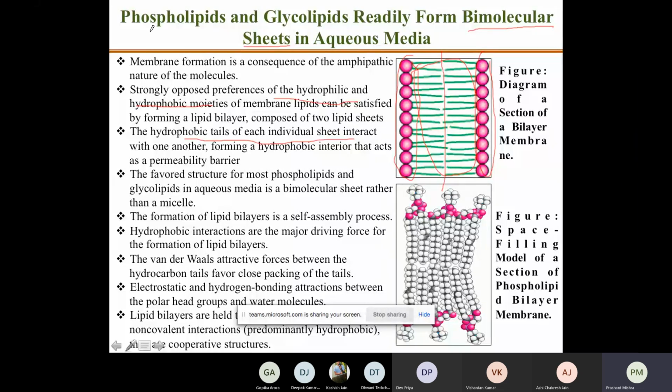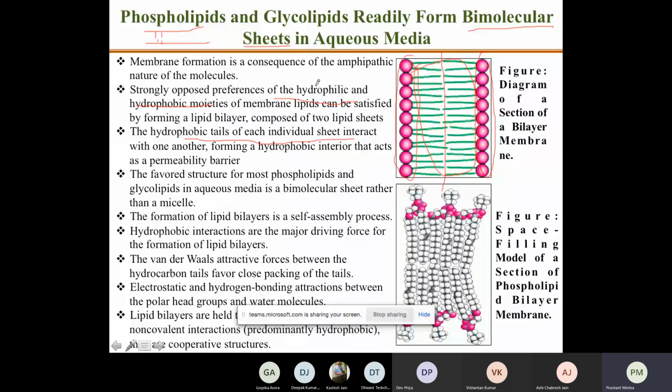So what is the structure of the membrane lipid? They are a bimolecular sheet, and each sheet will have a hydrophilic and a hydrophobic part. So that's the way they are organized. Now coming further to this, the favored structure is a bimolecular sheet rather than a micelle. In the micellar structure, if I create a micelle, it will be a very small portion.